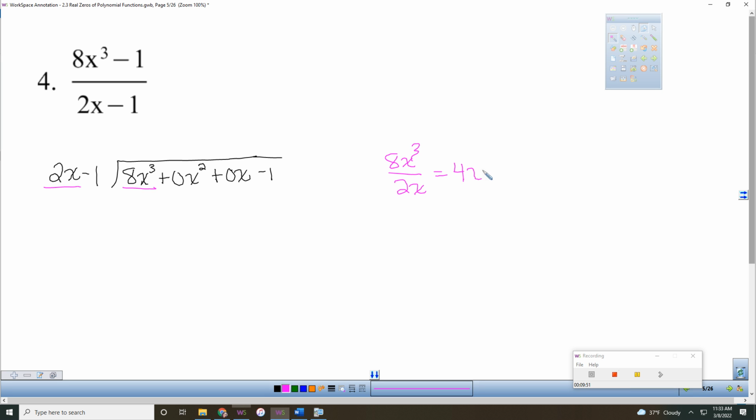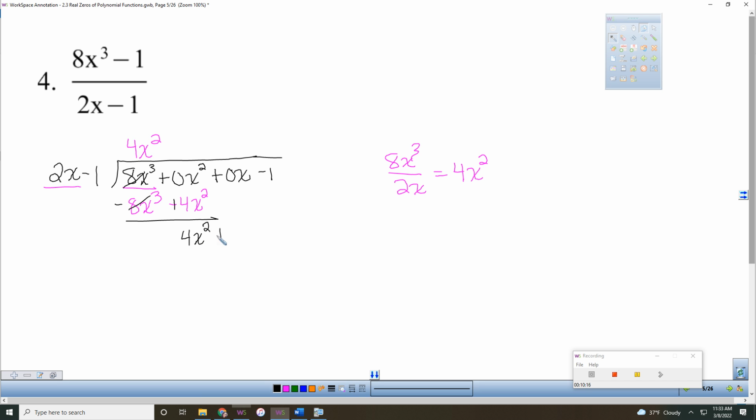That gives me 4x squared. That goes on top. And then multiply 4x squared times 2x is 8x cubed. And 4x times negative 1 is negative 4x squared. So notice these line up. That's good. Now I'm going to subtract. So this becomes negative and this becomes positive. These cancel and I get 4x squared.